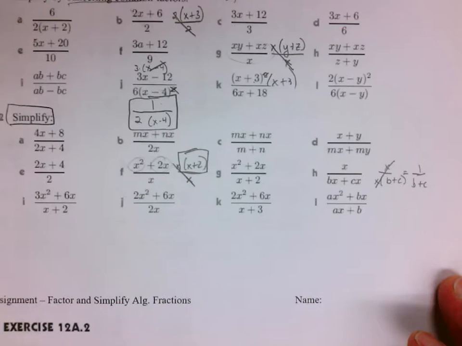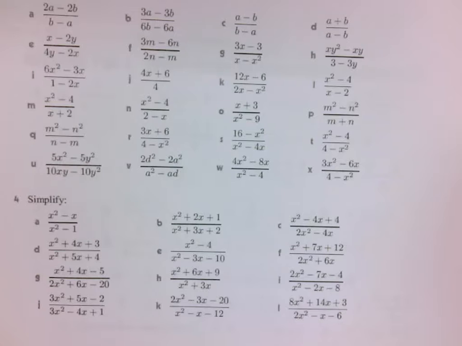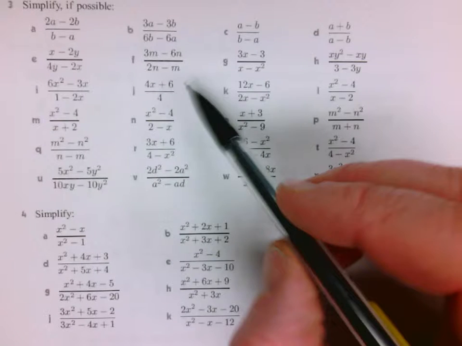Okay, so you can finish those. Those are a little more straightforward, and we'll go to the second page. And really the only difference is the factoring gets a little bit more intense. Most of these are just going to have a single factor that you can take out.